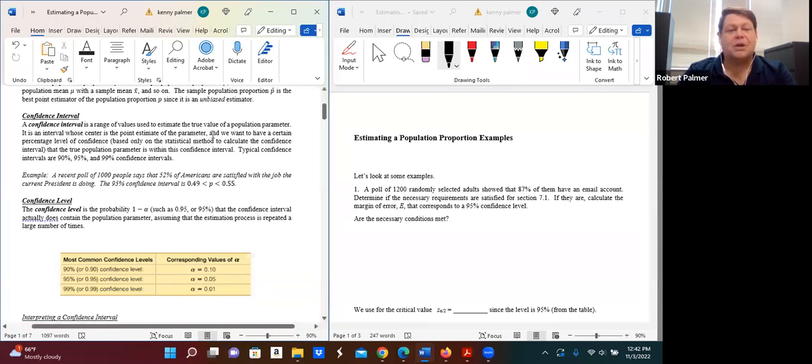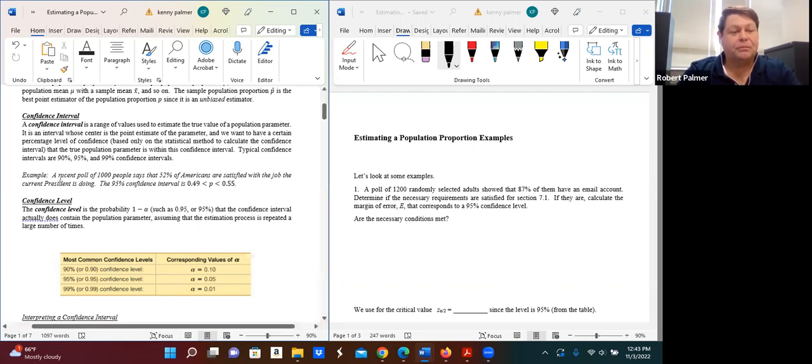And this interval is also based on a certain percentage of confidence, based only on the statistical method used to calculate the confidence interval, that the true population proportion is within the confidence interval. So basically, it's a way of saying, just based on statistics, how certain are we the actual value is within this interval we're creating? This range, of higher and lower values. Typical confidence levels are 90%, 95%, and 99%. So that's what our statistical level of confidence is, that the actual value is in this interval.